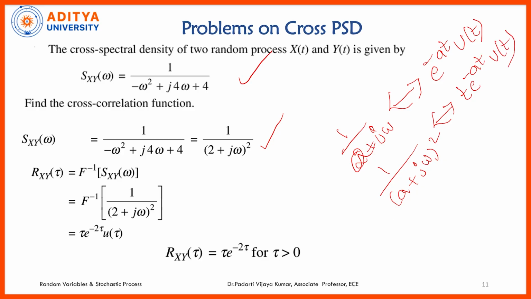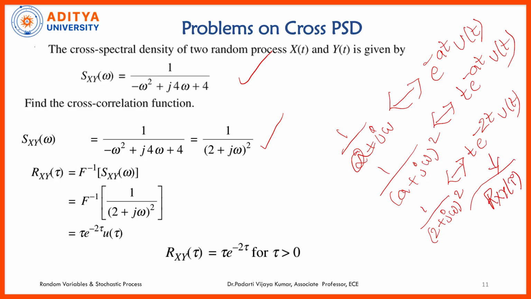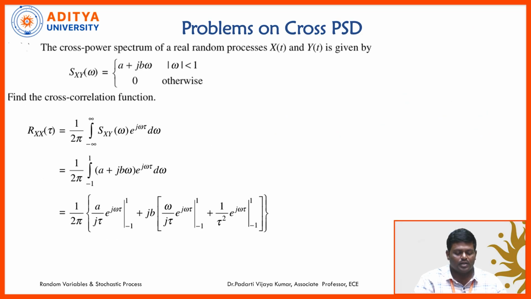Now we will apply the same concept. Now 1 by 2 plus j omega whole square can be written as t into e power minus 2t u of t, which is nothing but the cross correlation function. So the Fourier transform pairs play a very key role in the spectral characteristics of the random process. So regularly we use these Fourier transform pairs in solving the problems. And let us see one more problem related to the inverse Fourier transform. The cross power spectrum is given. Now we are asked to compute the cross correlation function using the inverse Fourier transform concept.